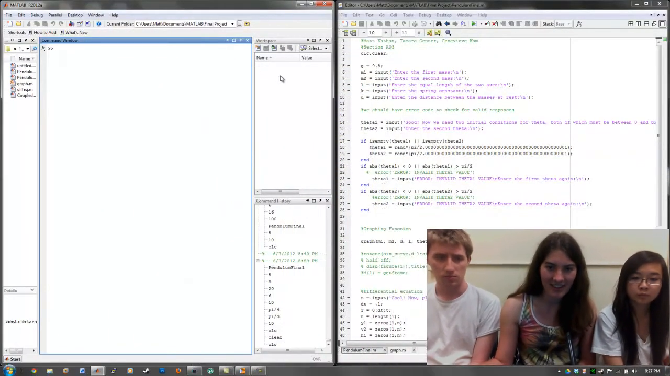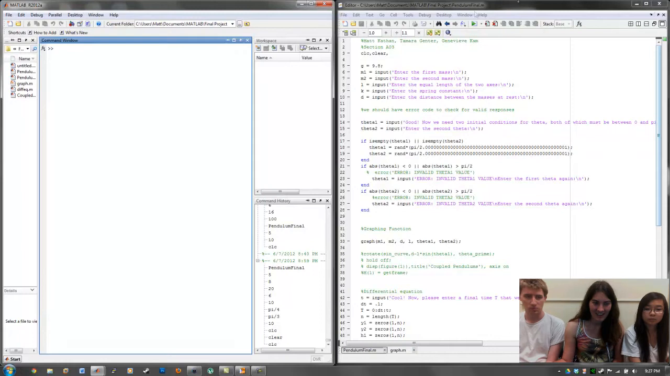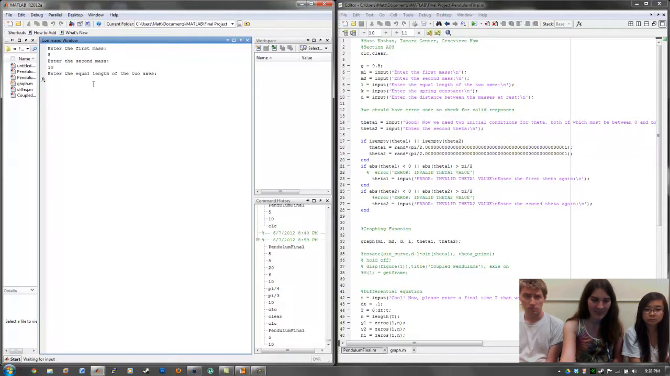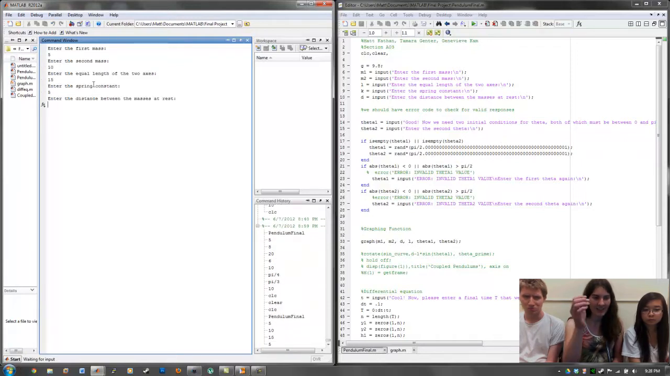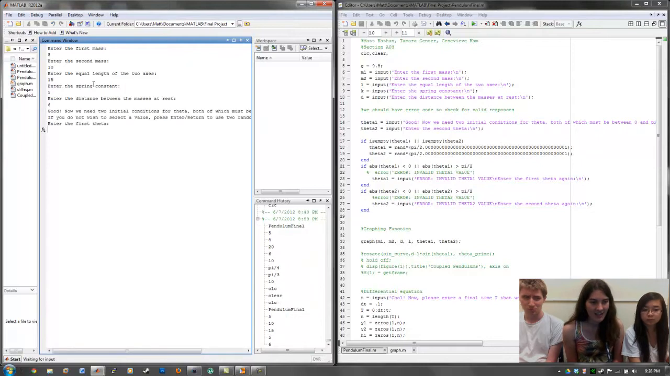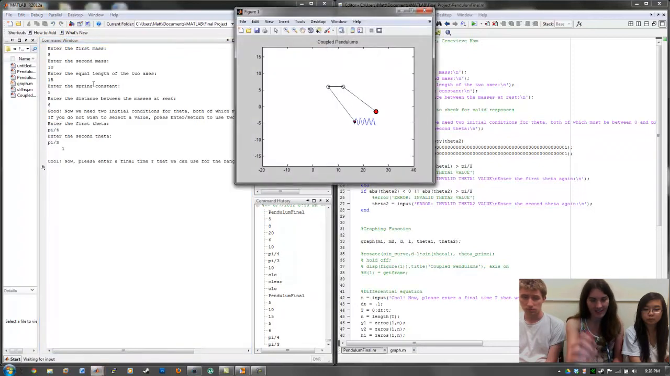So we're going to start by running the program. And we're going to enter our masses. And now it's going to ask for our initial values for theta. So we can either hit enter and it'll generate a random value, or we can make some. So we're going to do pi over 4 and pi over 3. And so there's our initial condition.